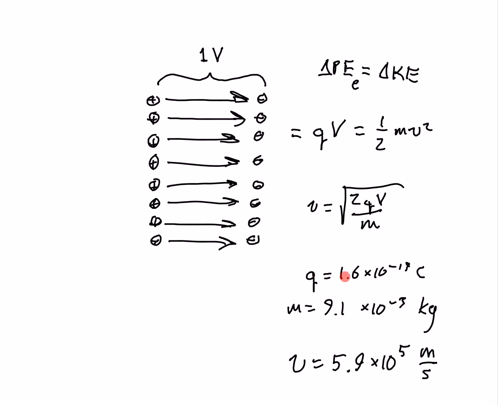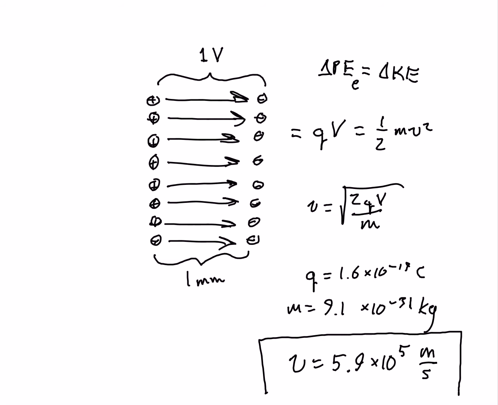Now the charge for an electron is 1.6 times 10 to the minus 19 coulombs. The mass of an electron is 9.1 times 10 to the minus 31 kilograms. And putting in those numbers, I found that the velocity was 5.9 times 10 to the 5th meters per second.